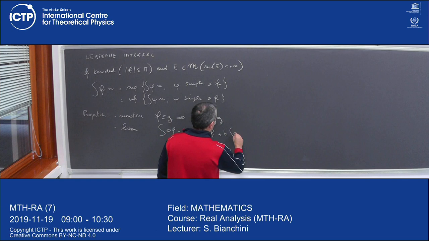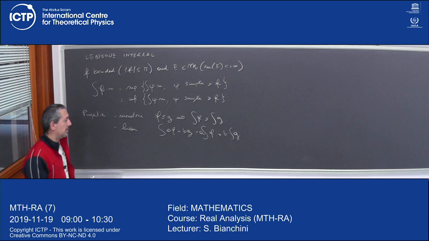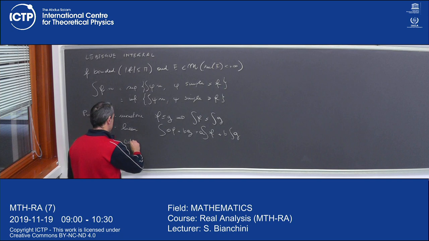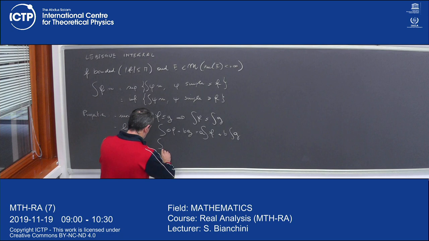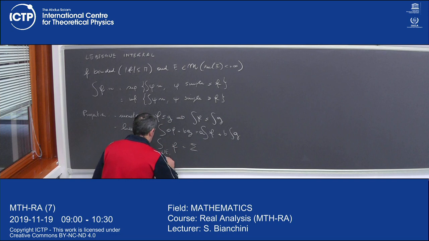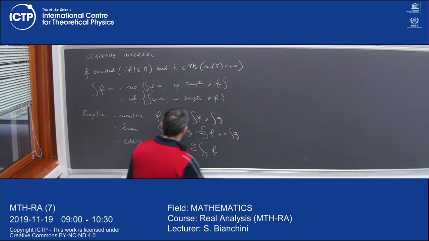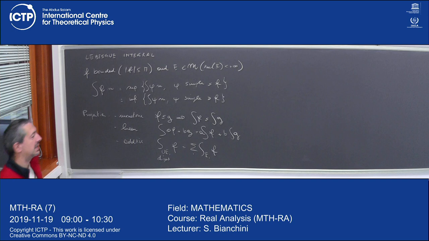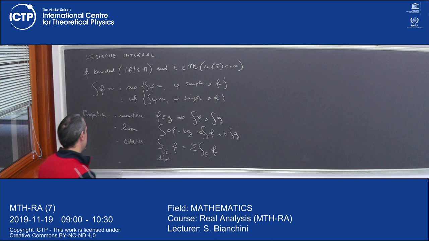It's additive with respect to the sets, as we expect. So the integral of f over the countable union of sets is equal to the sum, if they are disjoint, of the integrals over all the sets. And then we discover also that we have a limit theorem.